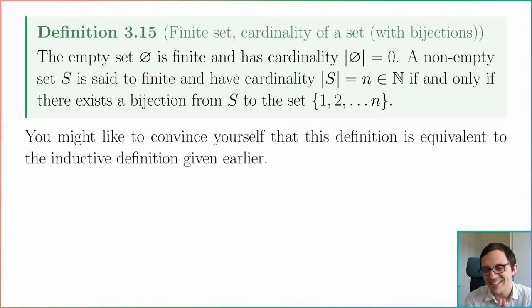So those rules of counting are the rules for a bijection from a finite set to that set of counting numbers. And you can use that as the definition of the cardinality of a finite set, expressed here in terms of bijections. You might like to convince yourself that this does exactly the same thing. It has the same outcome as the recursive definition that we had before, if you like.